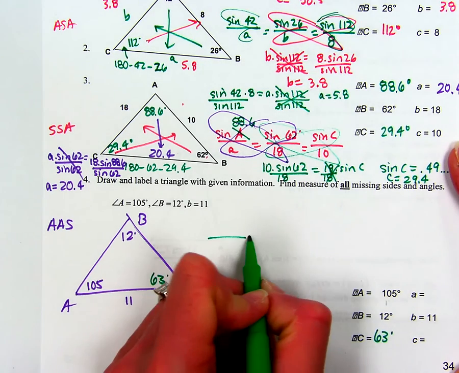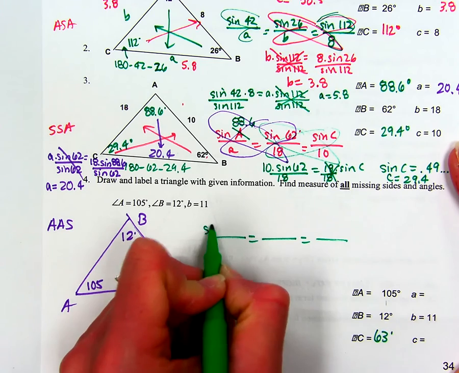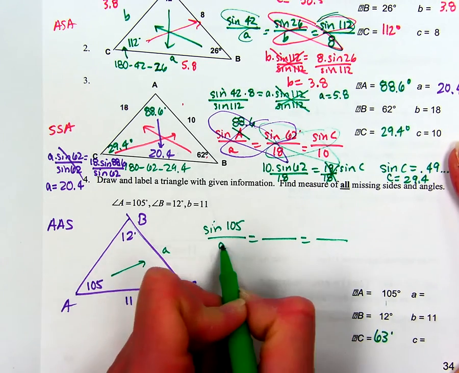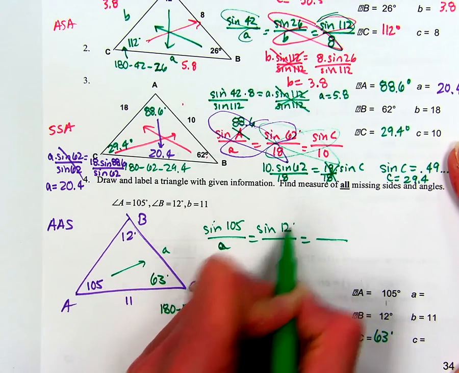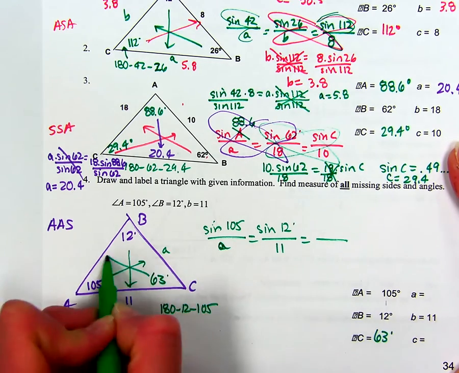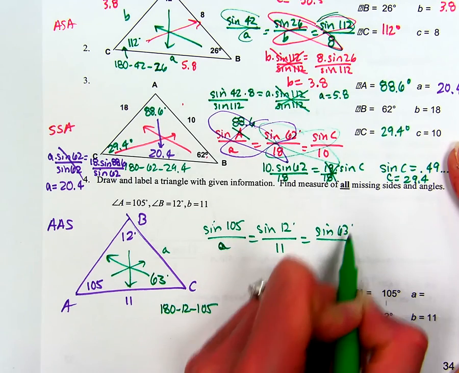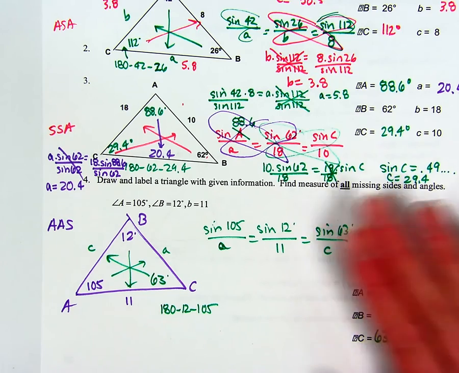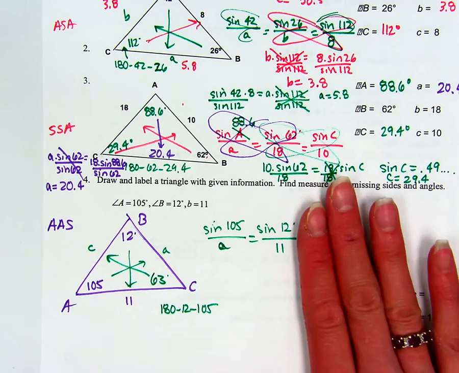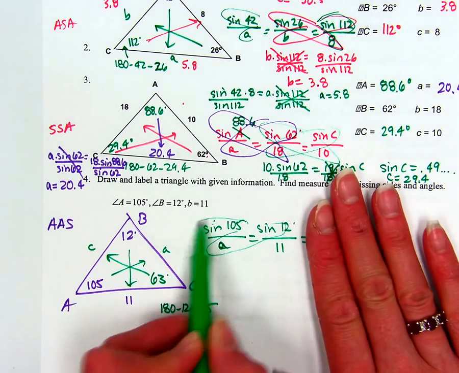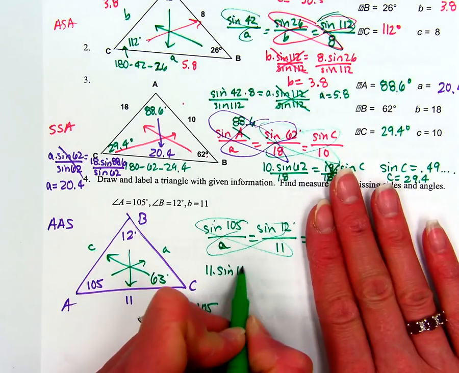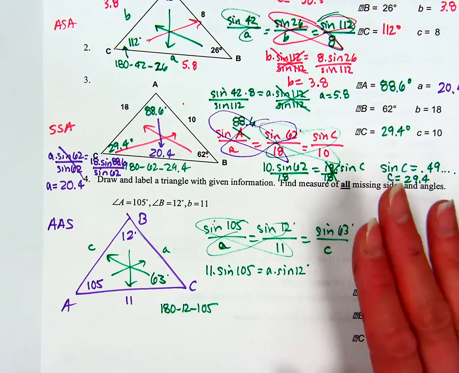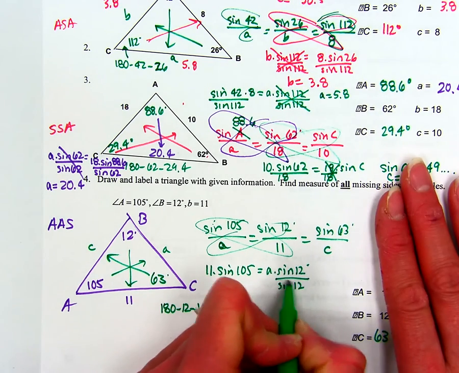Now set up your three fractions. So sine of 105 over, we don't know side A, sine of 12 degrees over 11, and sine of 63 degrees over C. We don't know side C. All right, so let's just solve for A first. Okay, so we'll cross multiply. We got 11 times sine of 105 equals A times sine of 12. And since you want to get A by itself, you want to divide both sides by sine of 12.